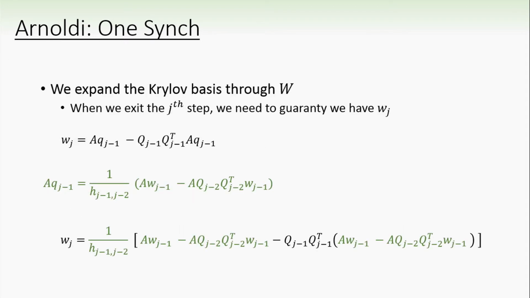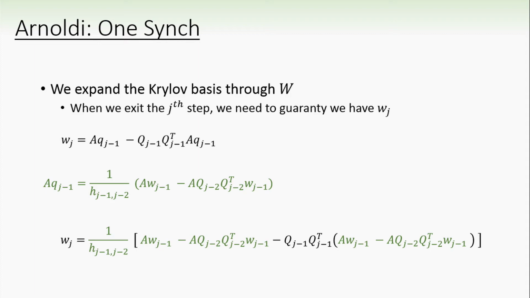So this is where things get a little bit heavy, and I'm trying to be as clear as possible. Since we're expanding the Krylov basis through W, we need to guarantee we have the next Wj value before we exit that jth iteration. So the key idea when we're moving forward is we can't afford any matrix vector products or any other inner products because those would be an additional communication.